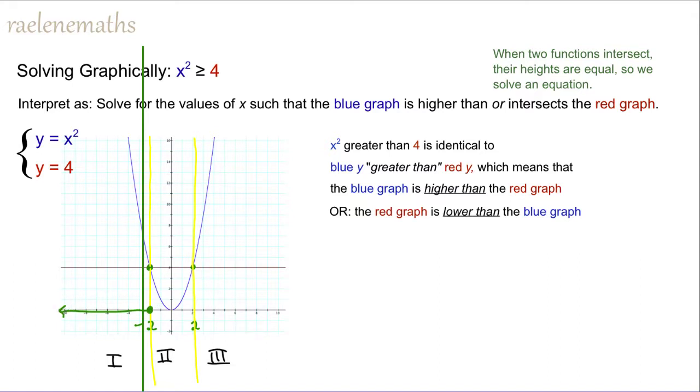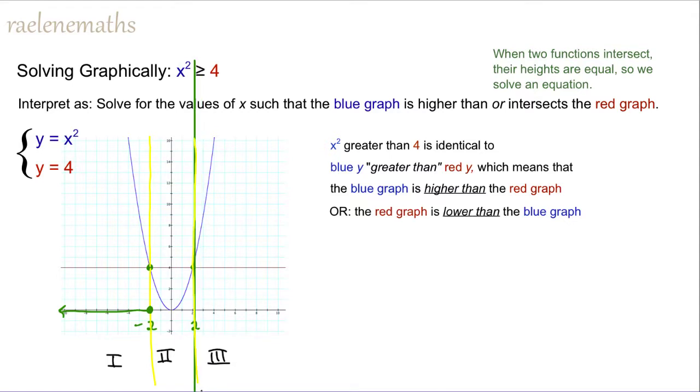Furthermore, in region 2, none of these x-coordinates makes my inequality statement true. The red graph is higher than the blue, and I want it the other way around. So I'm not going to choose any of these x-coordinates as part of the solution.